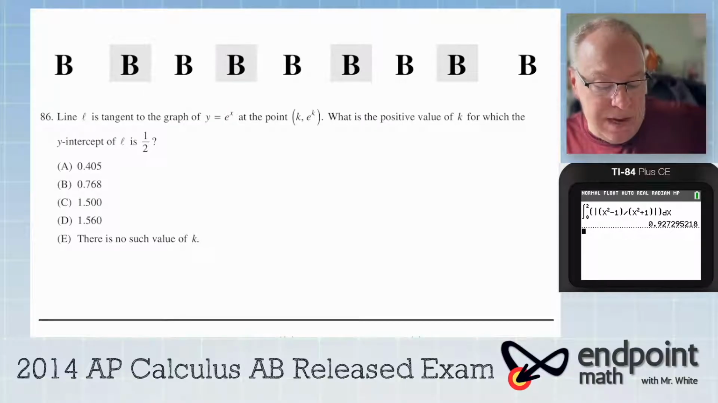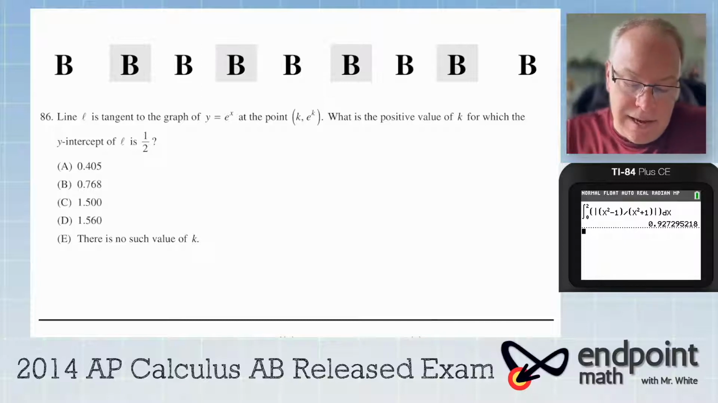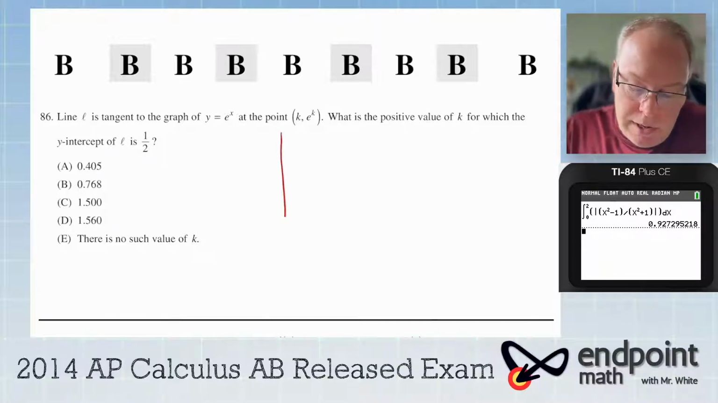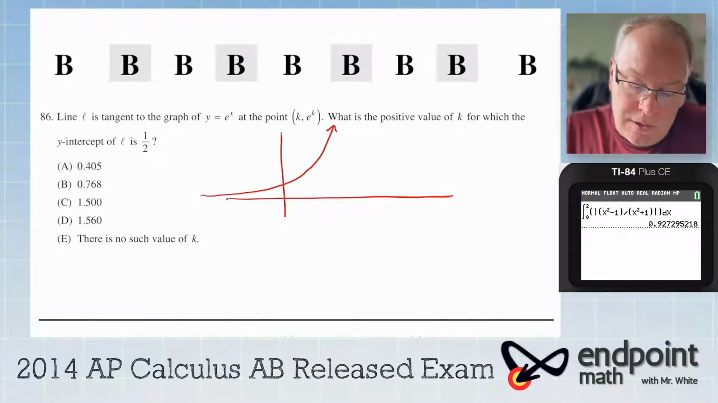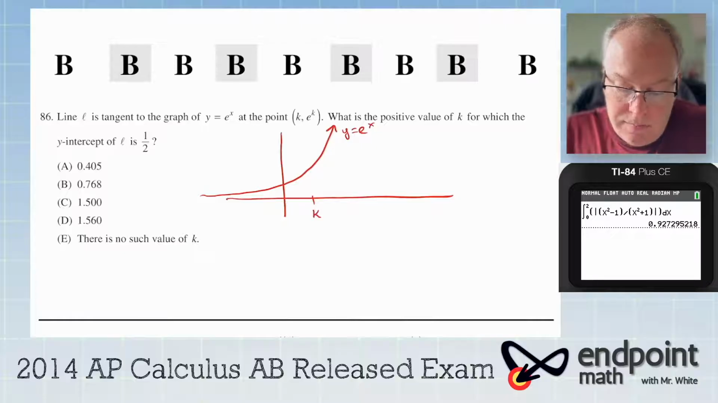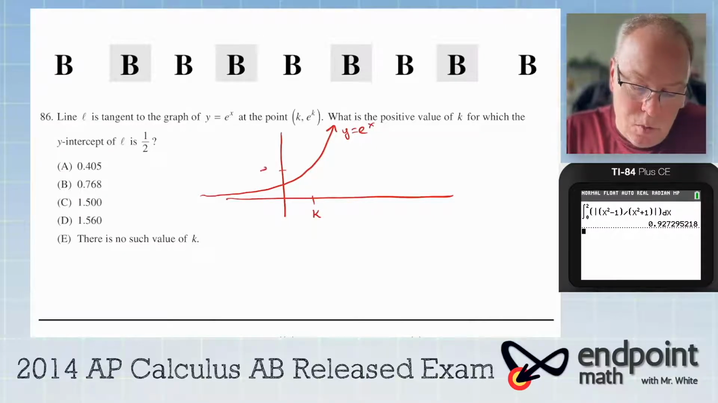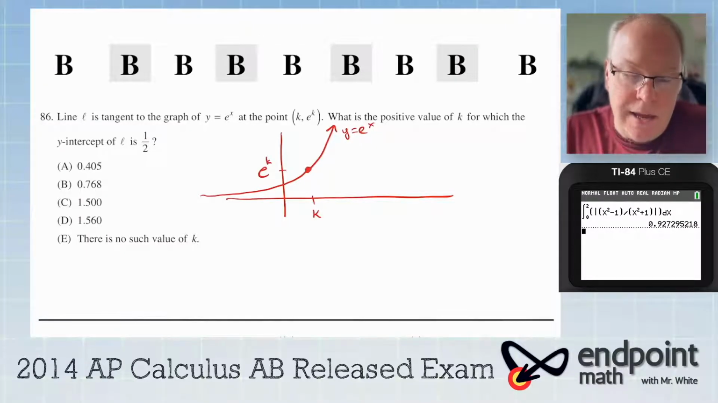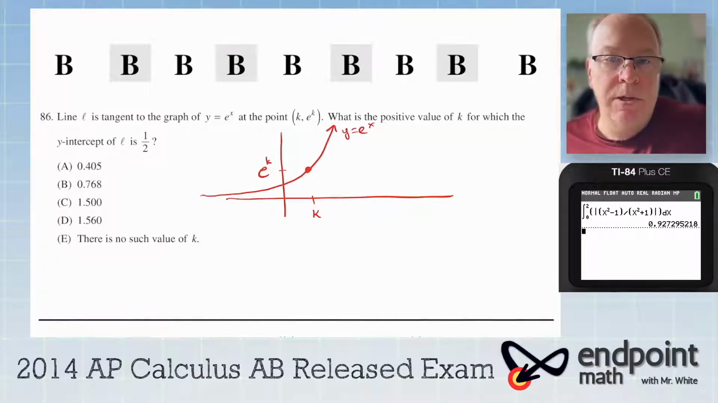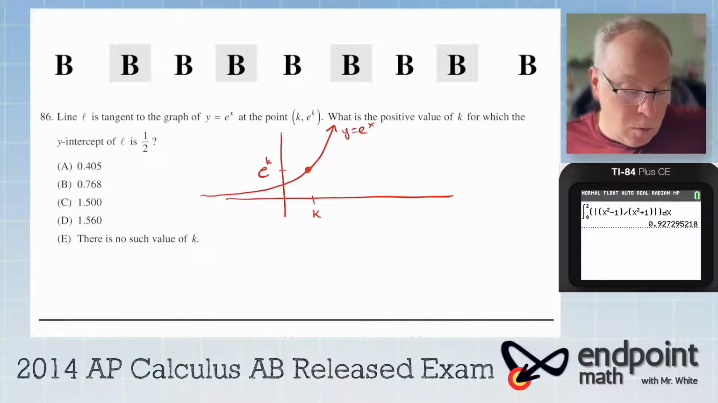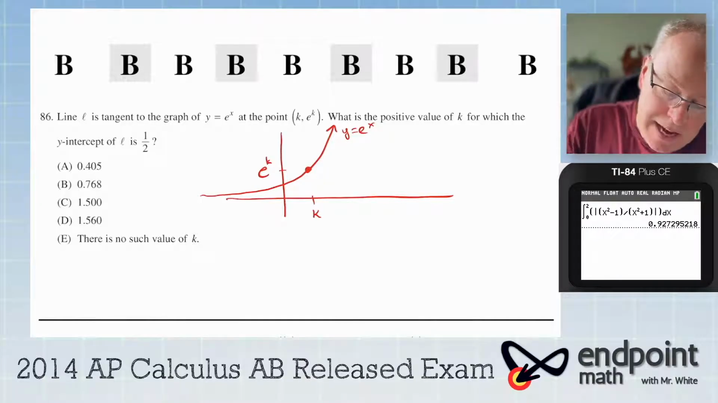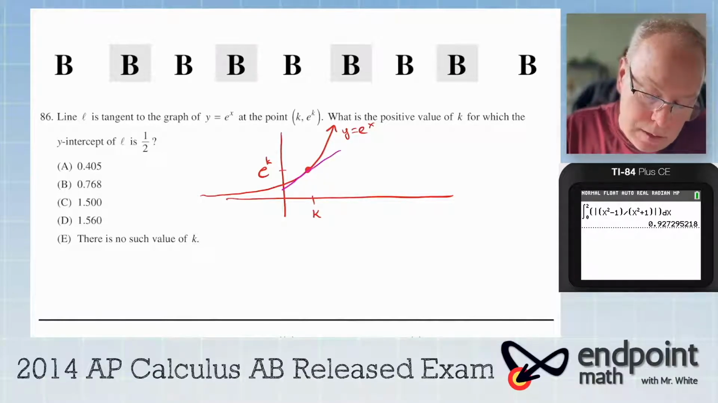Line L is tangent to the graph of e to the x. Okay, so you know what e to the x looks like, right? It looks like this. This is y equals e to the x. So we're at k, we are at e to the k, wherever the heck that point is. All right, you with me so far? What is the positive value of k for which the y-intercept of the tangent line is 1/2?